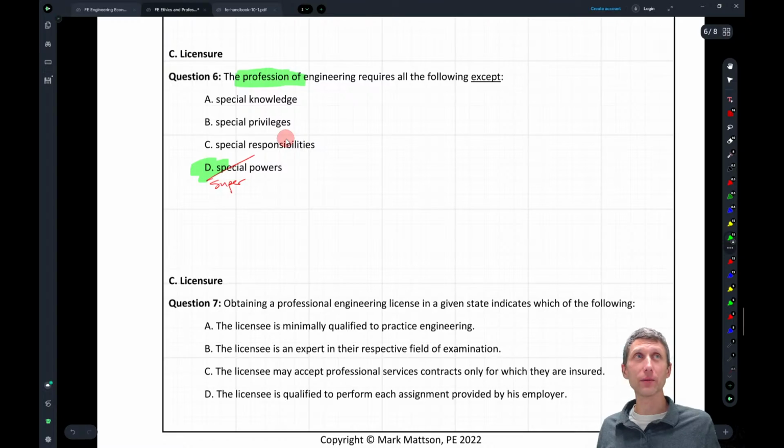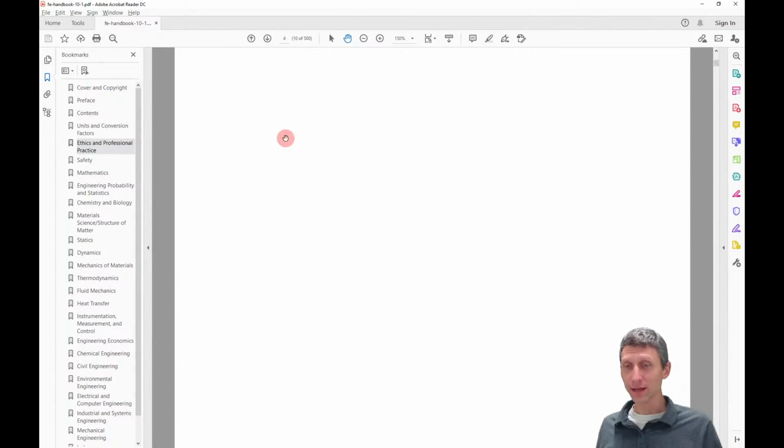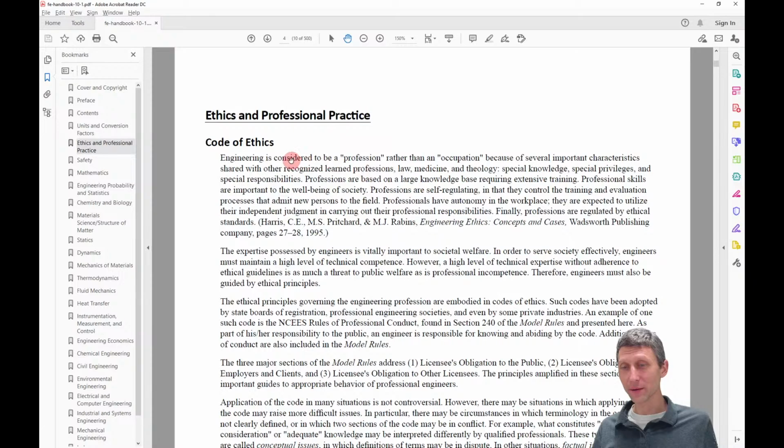The other thing I wanted to point out with this one is, as you read even the basic text, engineering is considered to be a profession rather than an occupation because of several important characteristics. It's similar to law, medicine, and theology: specialized knowledge, privileges, and responsibilities. This is one of those where the answer is right in the text, and all you have to do is put it in here. If you can search those words, hopefully you can find them and make it work.